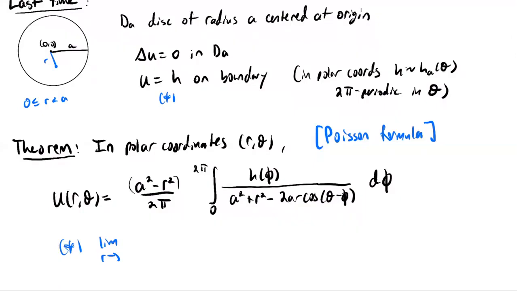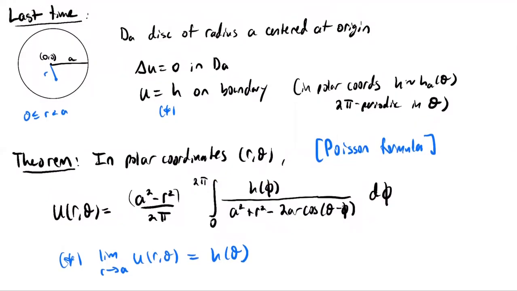And so we're going to be interpreting the boundary condition in the following sense: the limit as r approaches a of u of r, theta is equal to h of theta, right? In this sense, this formula solves the boundary value problem. You can show that, for example, if you assume your function h is continuous on the boundary, that this integral is always well-defined and will always converge as r approaches a to h of theta, right?